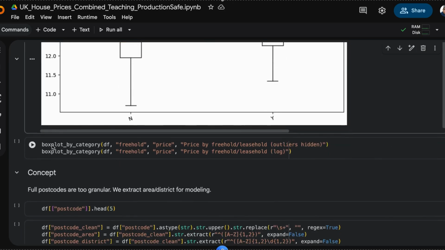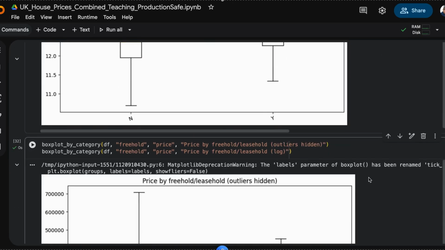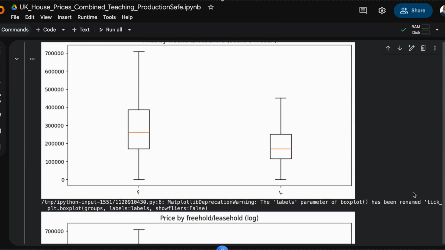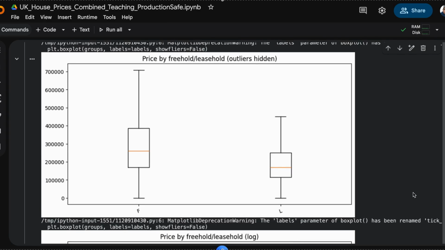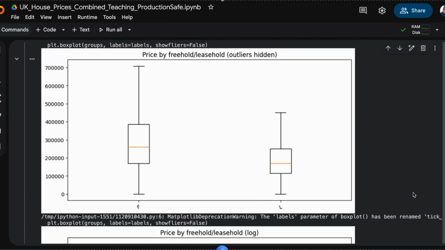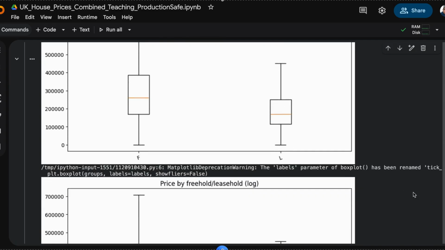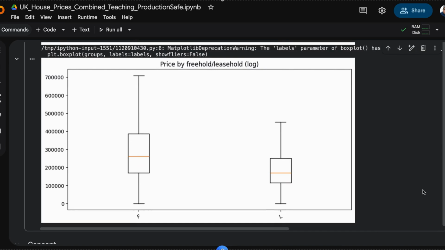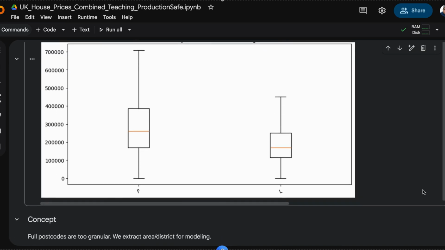Now we examine ownership structure. Freehold properties appear to have higher median prices compared to leasehold properties. This is economically intuitive. Freehold ownership often commands a premium due to full property ownership rights. Again, however, this is descriptive analysis, not causal inference.